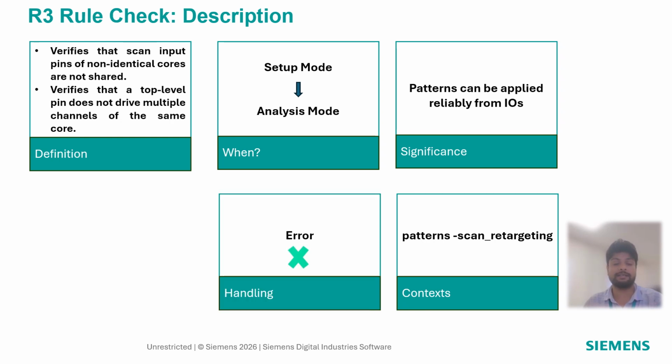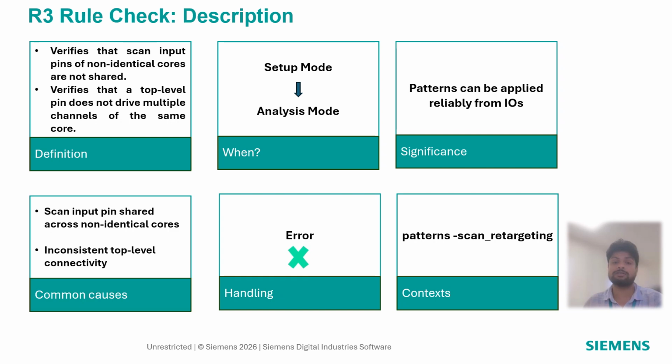We cannot downgrade it. Common causes of R3 DRC are scan input pins shared across non-identical cores, that is, broadcast unintentionally between different core types. Inconsistent top-level connectivity, such as one I/O pin driving multiple scan channels of the same core, or driving identical cores with different pin ordering.